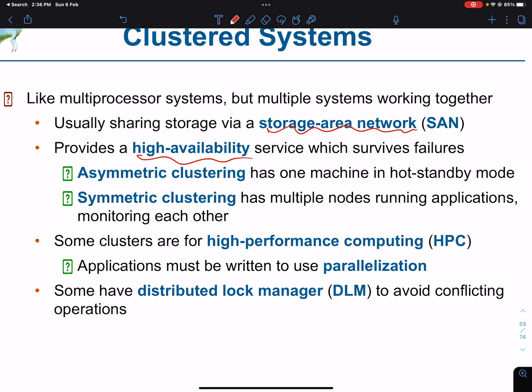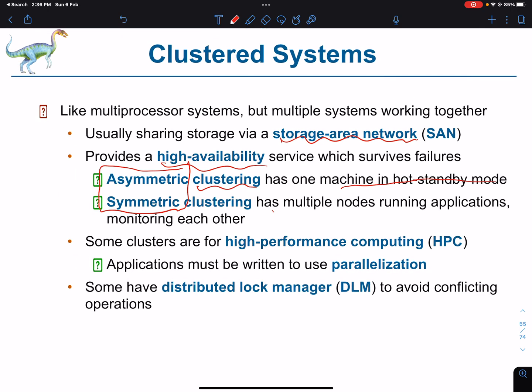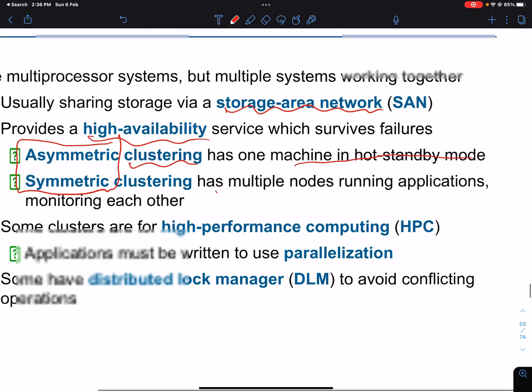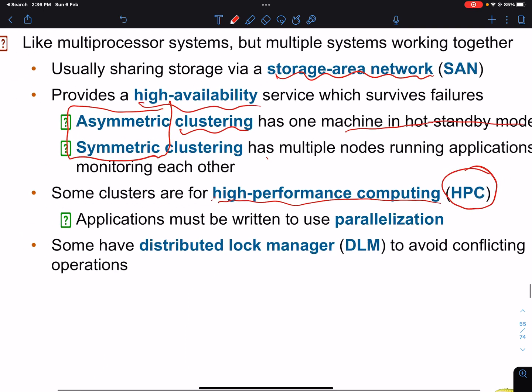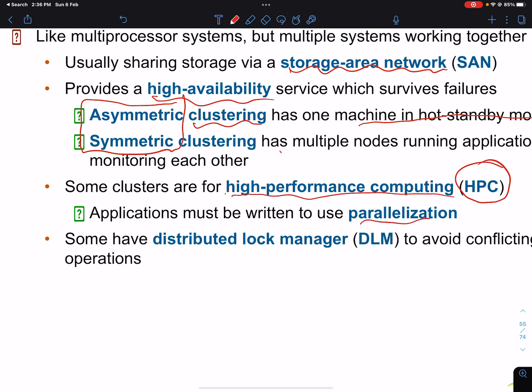You have an asymmetric cluster and a symmetric cluster. We already know now what asymmetric and symmetric are. The asymmetric cluster has one machine in hot standby mode. Hot standby mode means it's waiting for something to happen. And this has multiple nodes running applications. Very, very different. Some clusters are, look at this, high performance computing. We have that in our labs, HPC. An application must be written to use parallelism.